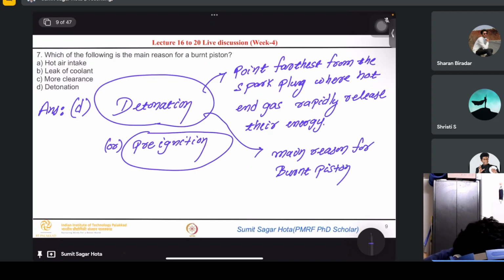Okay, what is the thing? So detonation is the point farthest from the spark plug where hot end gas rapidly releases its energy. Okay, and it is the main reason for a bent piston.